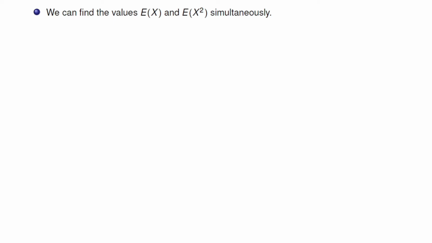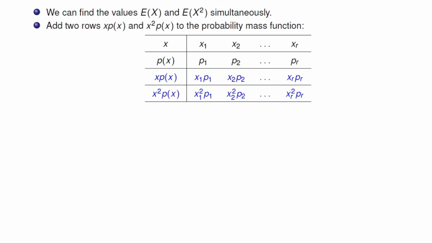What we can do is find these two expectations, expectation of X and expectation of X squared, simultaneously. How can we do that? We add two rows, x p of x and x squared p of x, to the probability mass function table, like what we did here in blue. The third row is x p of x, and the fourth row is x squared p of x. So you got the values here.